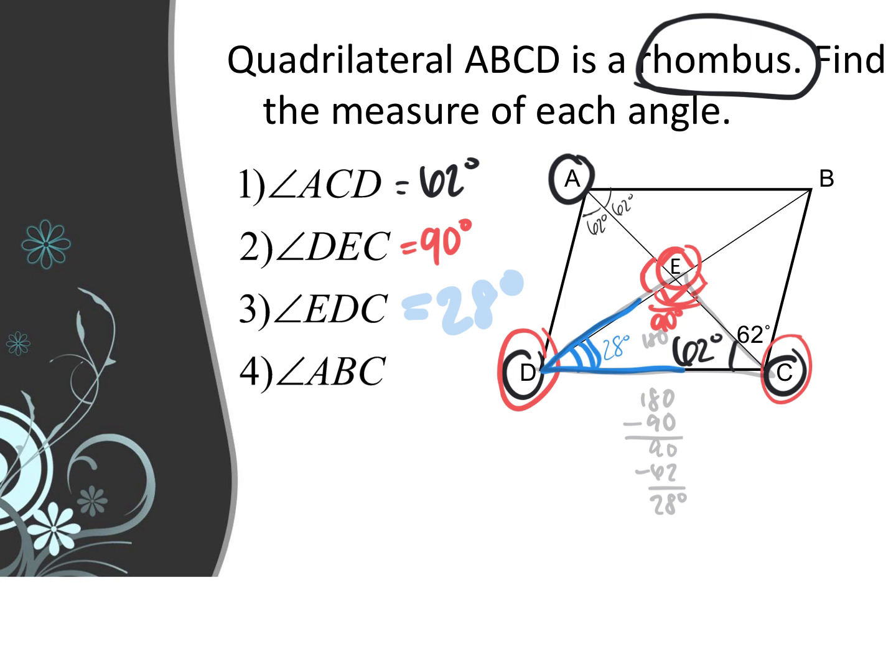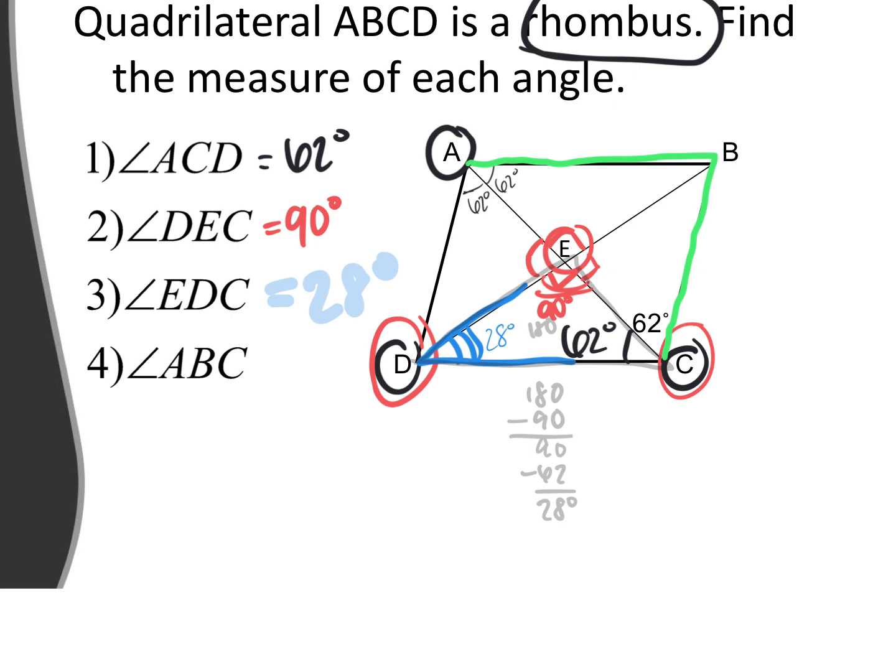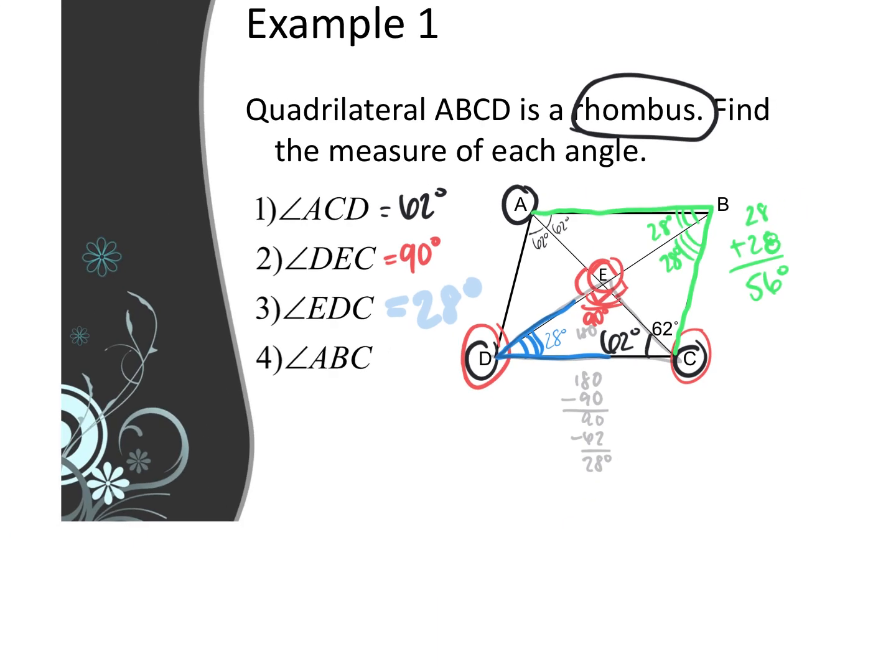And our last angle, ABC. 28. Not quite 28. I would say both of these are going to be 28, right? You're going to do what with the 28s? You add them together, and you get 56 degrees. Remember, on the opposite side, it's two angles added together because they're bisected by the diagonal. So ABC is going to be 28 degrees plus another 28, so it'd be a total of 56 degrees.